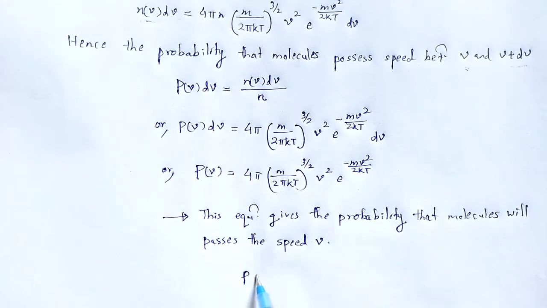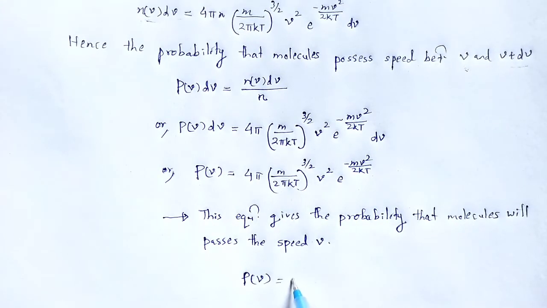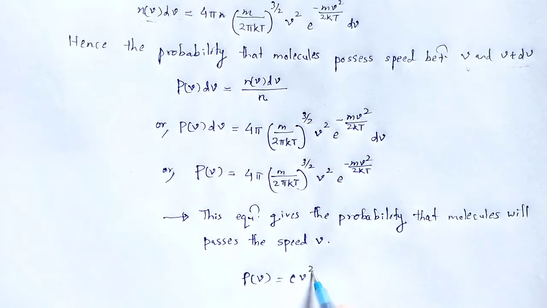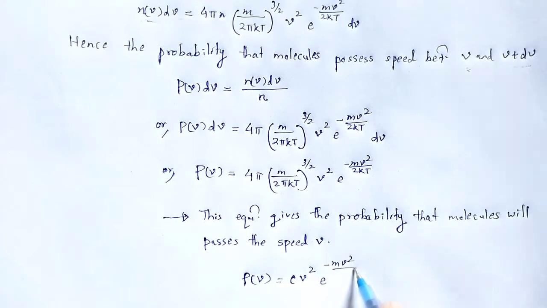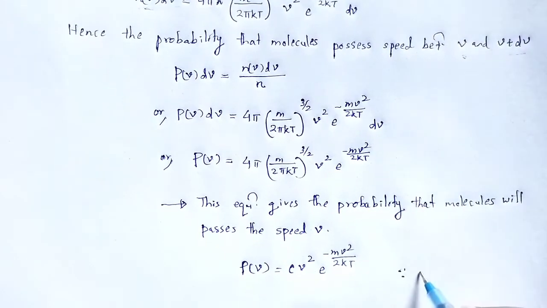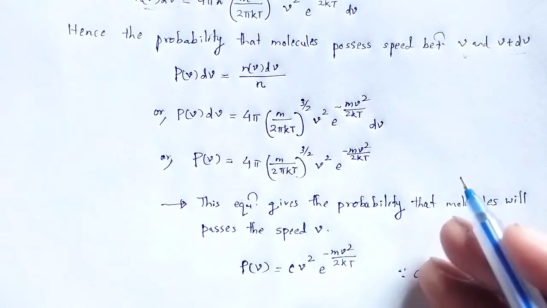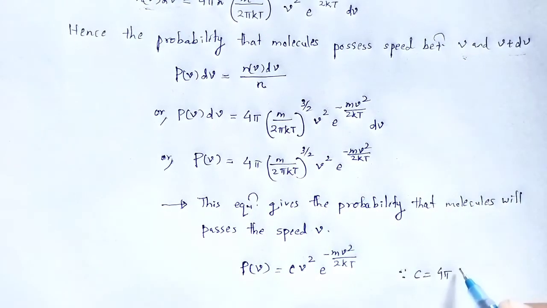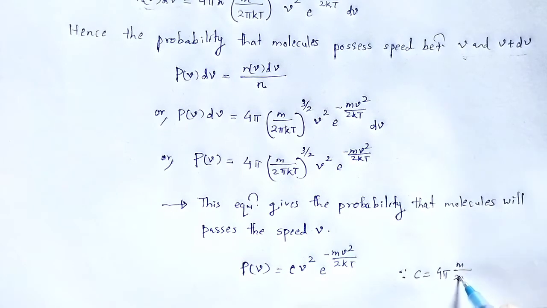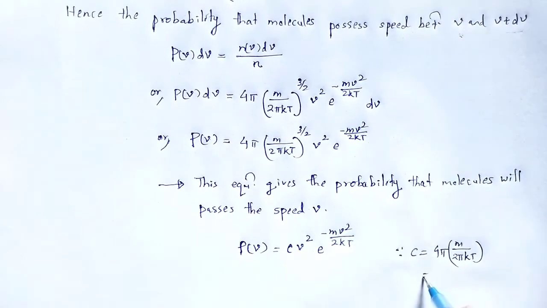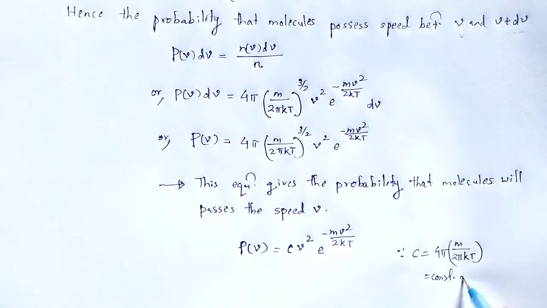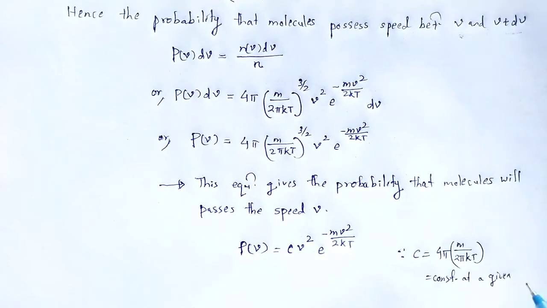So P(v) is equal to C v square e to the power minus mv square divided by 2kT, where we take C equal to that quantity, that is 4 pi (m divided by 2 pi kT) to the power 3 by 2. These terms are constants at a given temperature T.